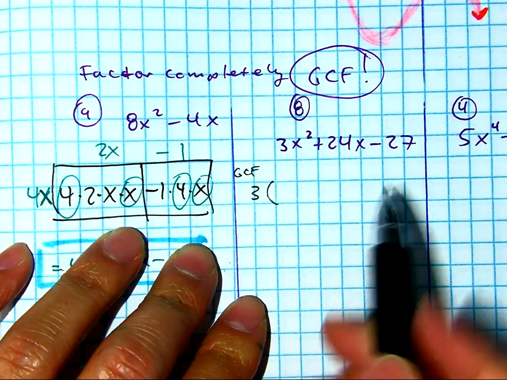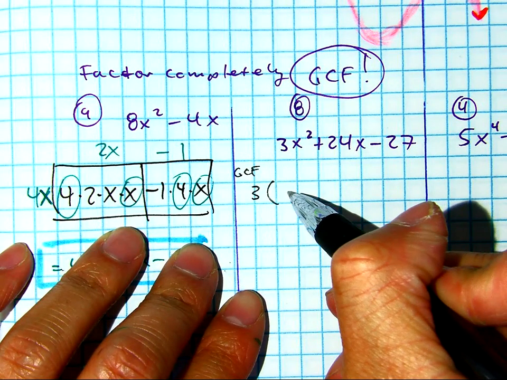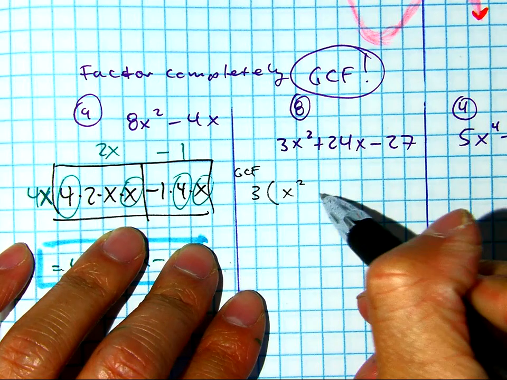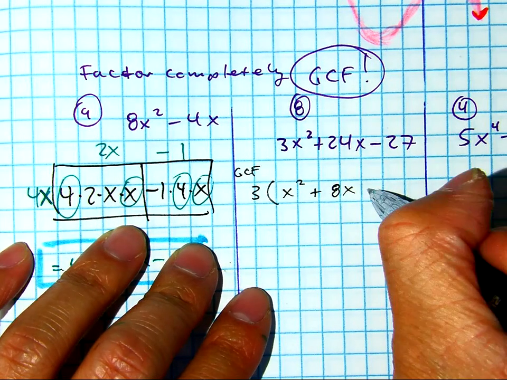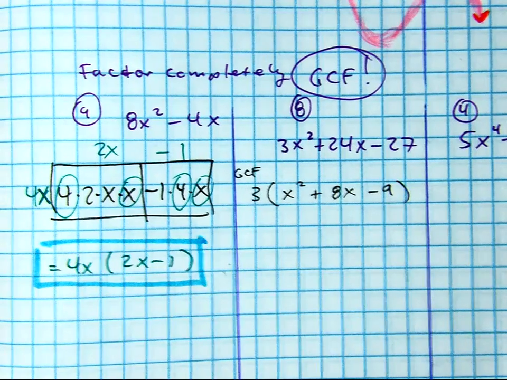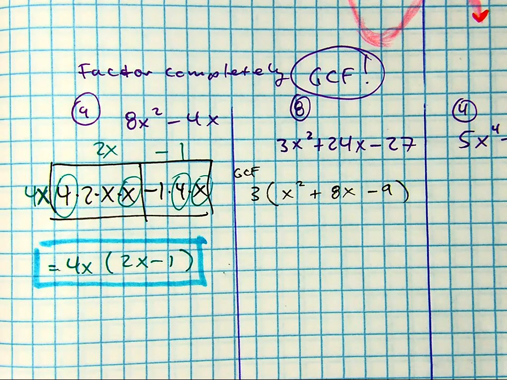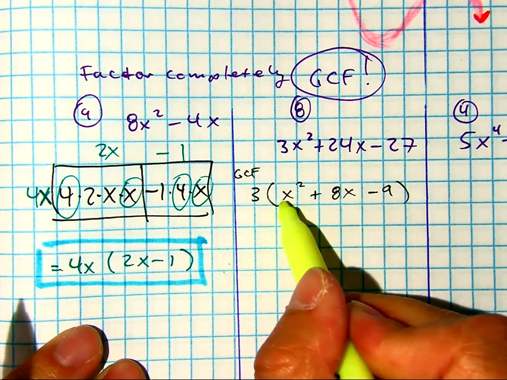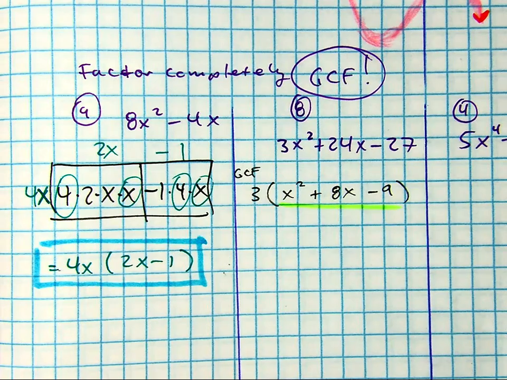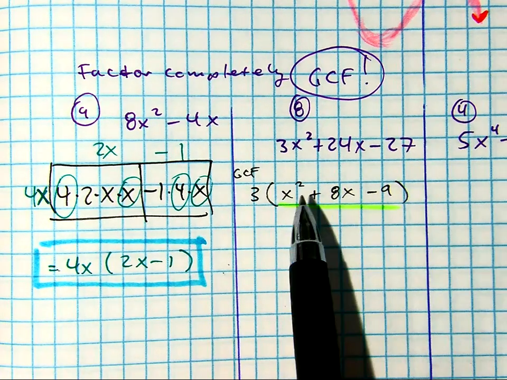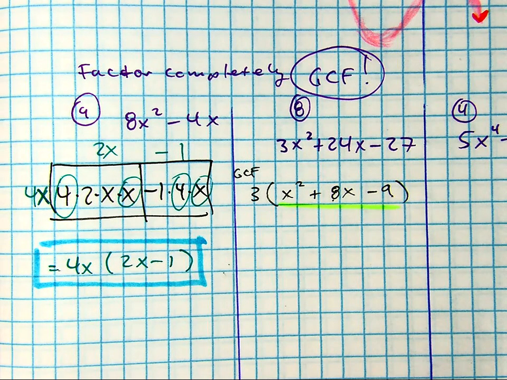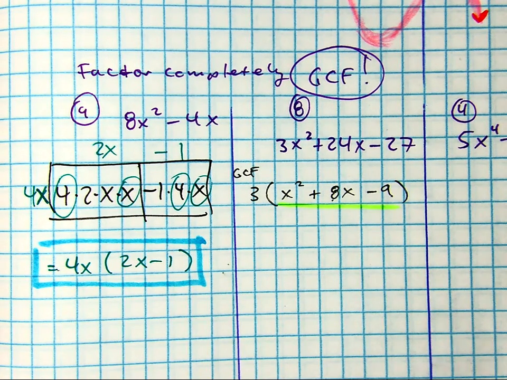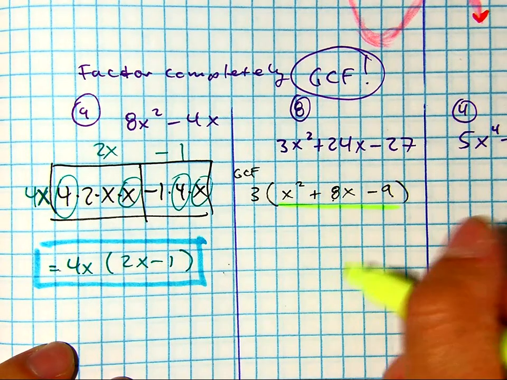Class, what's left? X squared plus 8x minus 9. Pay attention. Now, inside here, I have a polynomial. Count the number of terms. Ready, set, go. So what type of polynomial? And if it's a trinomial, then we can use the X box method. Let's do that.